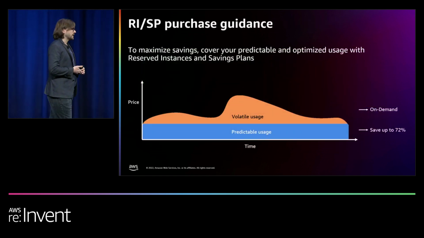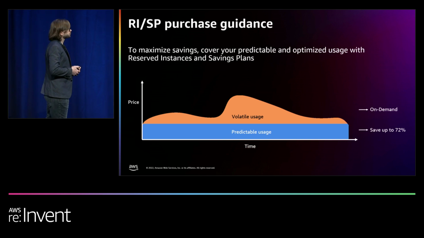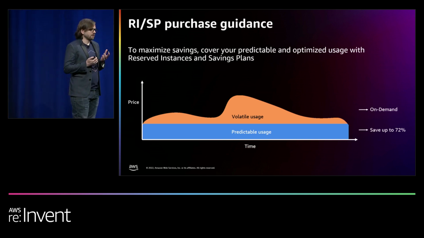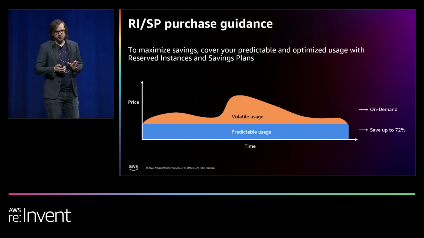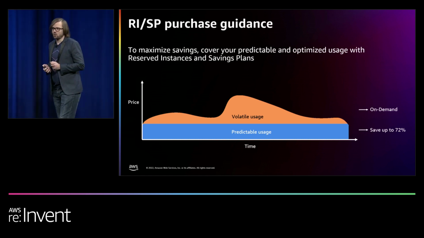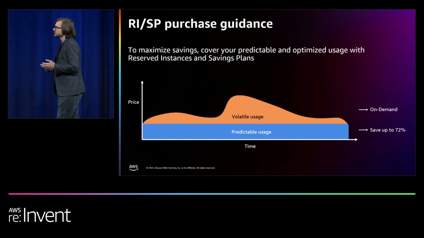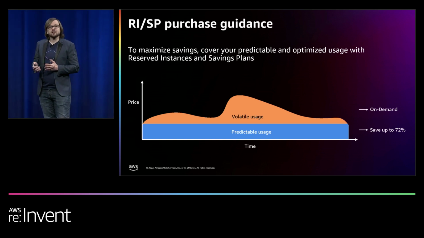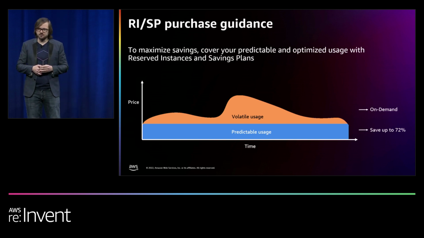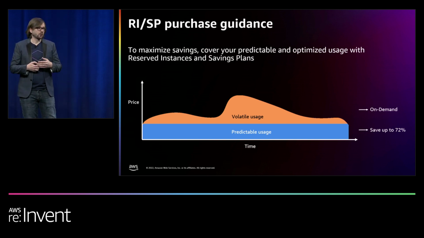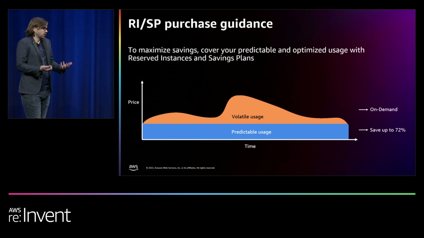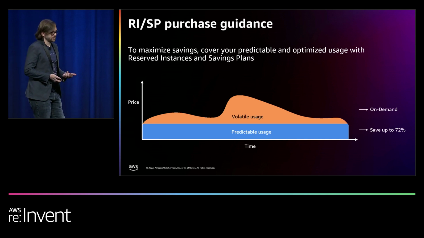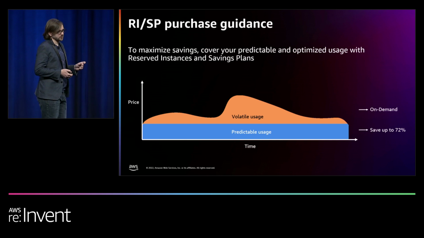OK, so I want to dive into reservation and savings plan purchases a little bit here. We recommend thinking about your usage in 2 major categories. One is your constant and stable usage, and one is your more dynamic, volatile, maybe unexpected usage that comes via application growth or new demand. By applying reservations and savings plans to your predictable usage, we can acquire up to 72% of additional savings on that really stable amount of usage and workload.